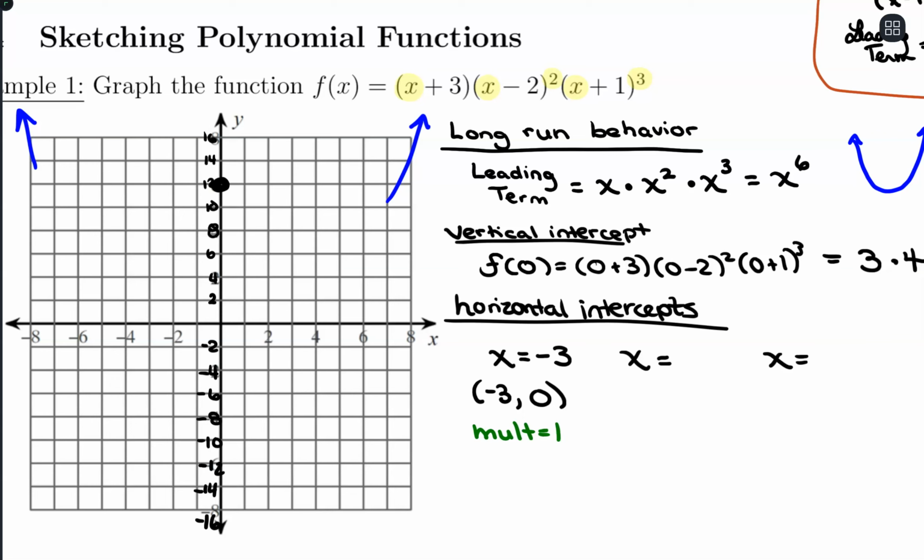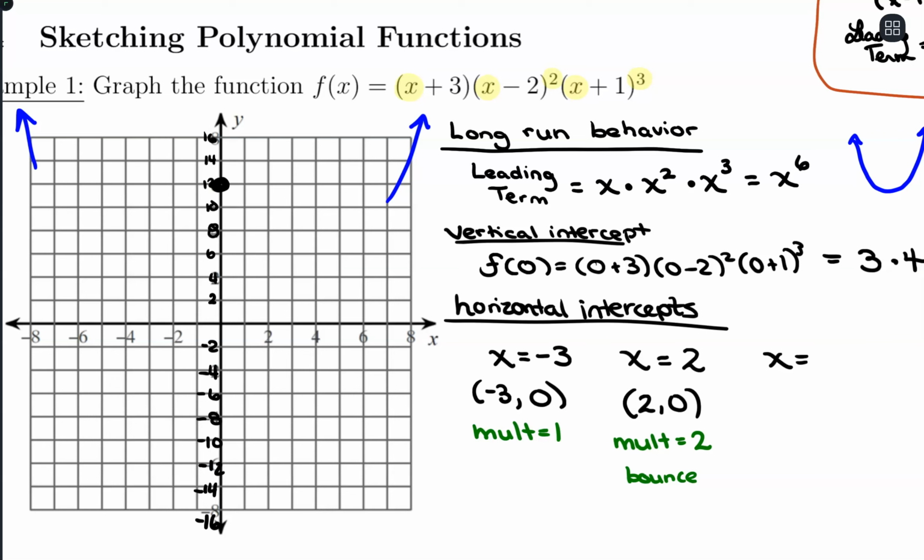Then from x minus 2 squared, that x minus 2 is going to give me x equals +2. So that's giving me 2, 0. And then that exponent of 2 is giving me a multiplicity of 2. So with that one, there's going to be a bounce when we get to that part of the graph.